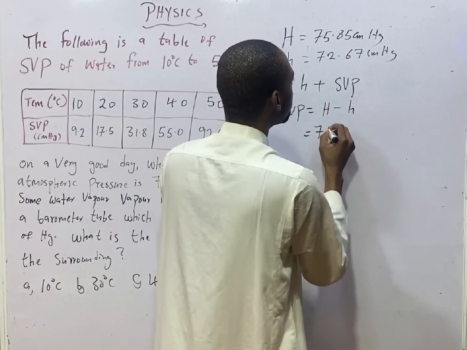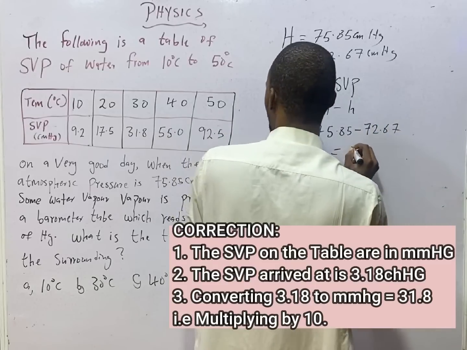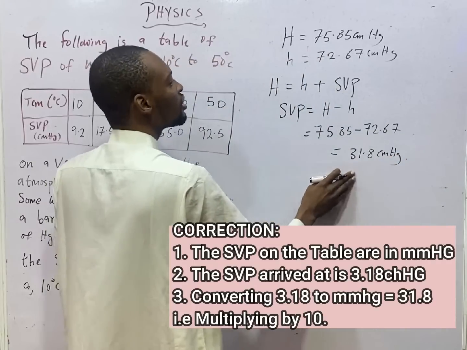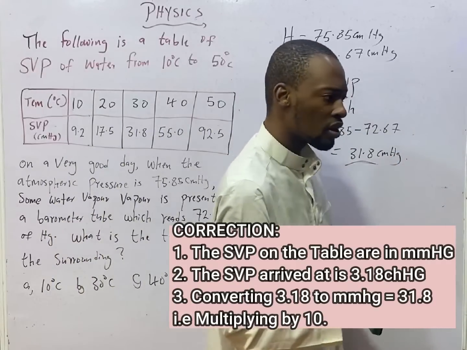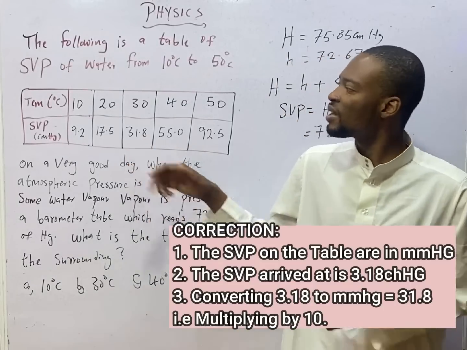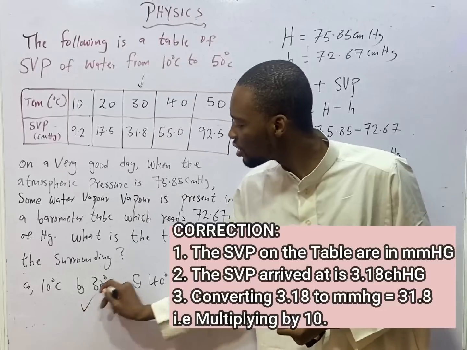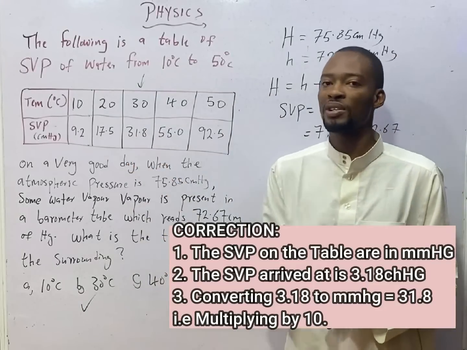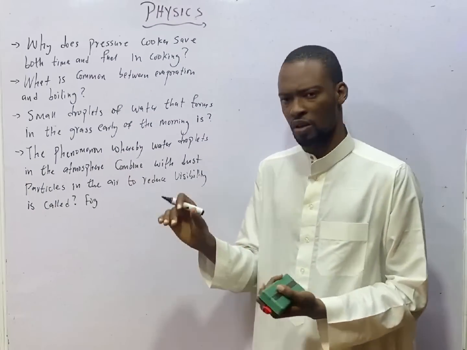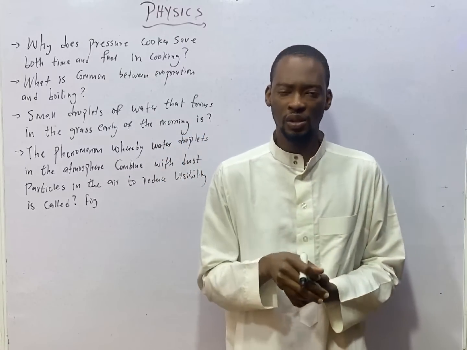And that is 75.85 minus 72.67. This will give you 31.8 centimeter of mercury. This is the saturated vapor pressure. Now, going to the table, when saturated vapor pressure is 31.8, the temperature will simply be 30 degrees. So the temperature of the surrounding is 30 degrees because the saturated vapor pressure is 31.8 and it corresponds to the temperature 30 degrees. The next question says, why does a pressure cooker save both time and fuel in cooking?